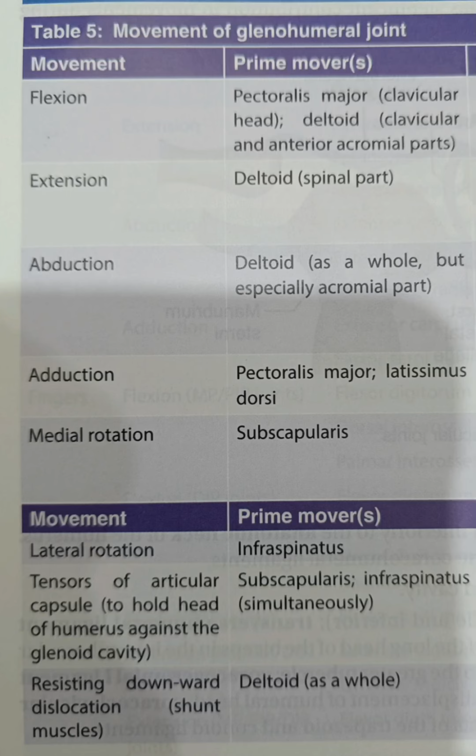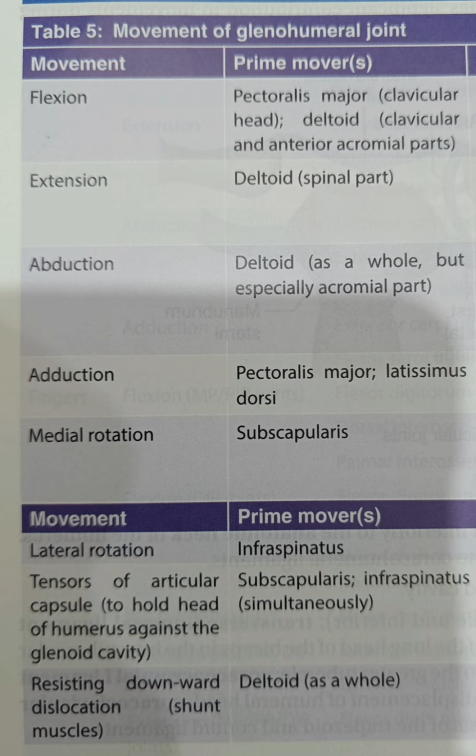Movements of glenohumeral joint, shoulder joint. Flexion and extension. So the pectoralis major, clavicular head, and deltoid, clavicular and anterior acromial part, are responsible for flexion at the shoulder joint. Deltoid spinal part is related with extension. The spine of scapula, where deltoid is attached, these fibers are responsible for extension movement.